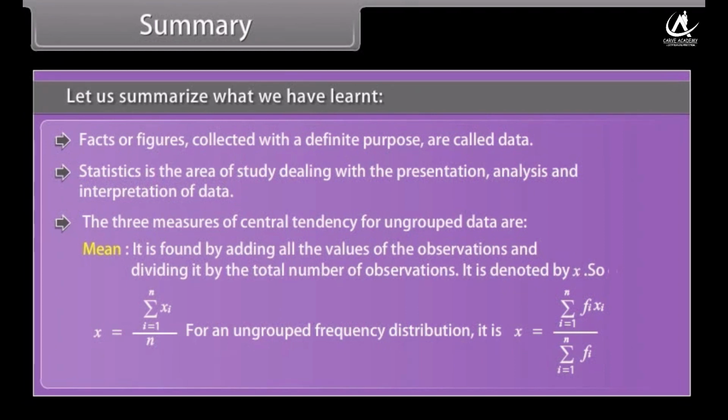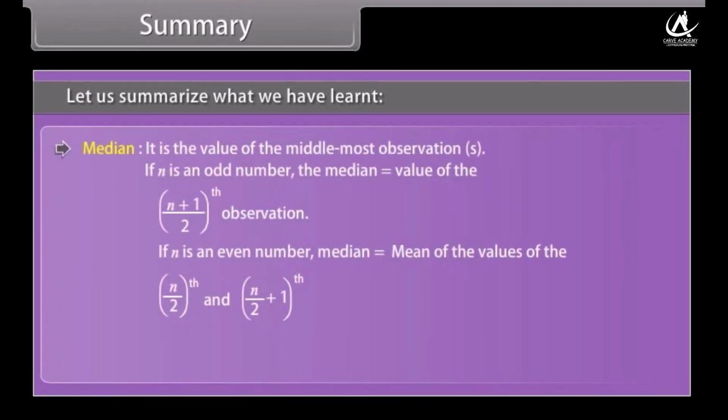So, for an ungrouped frequency distribution, it is median. It is the value of the middlemost observation. If n is an odd number, the median is equal to the value of the (n plus 1) whole upon 2th observation. If n is an even number, median is equal to the mean of the values of the n upon 2th and n upon 2 plus 1th observations. Mode. The mode is the most frequently occurring observation.